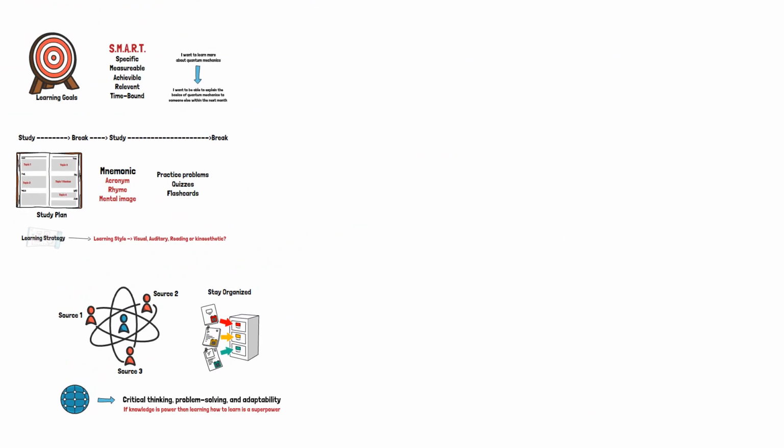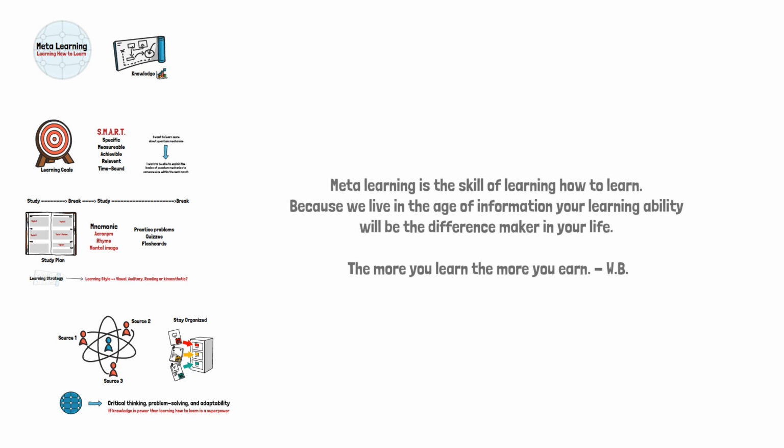In conclusion, meta-learning is the skill of learning how to learn. Because we live in the age of information, your learning ability will be the difference maker in your life. Warren Buffett says the more you learn, the more you earn. So make meta-learning a priority in your schedule in order to live your very best life.